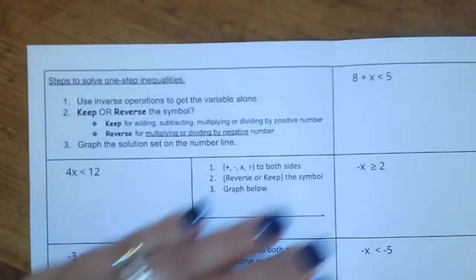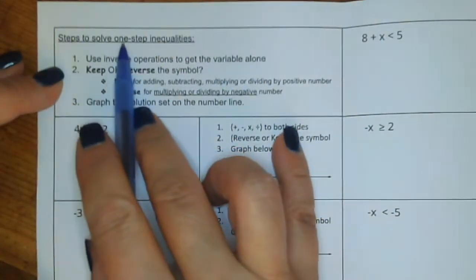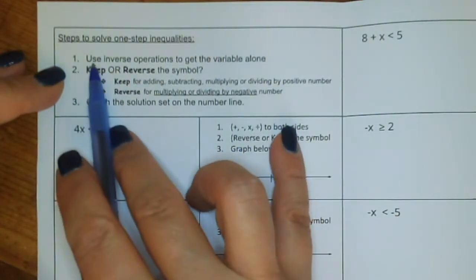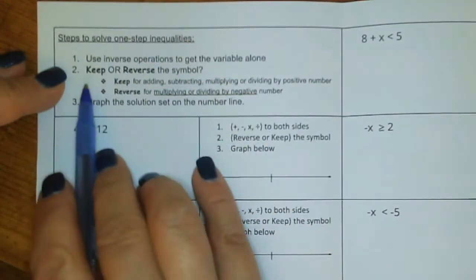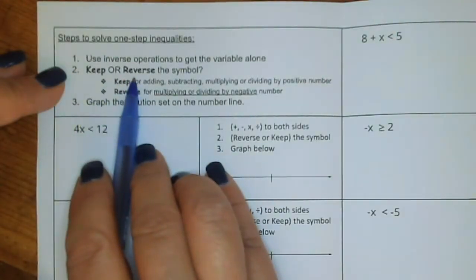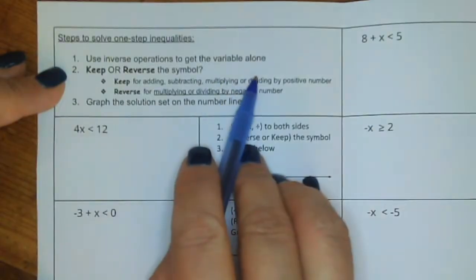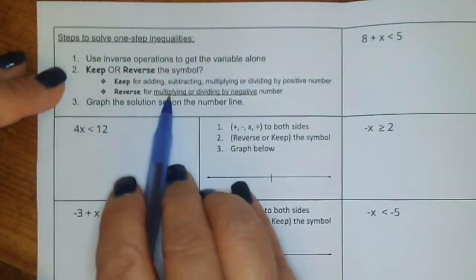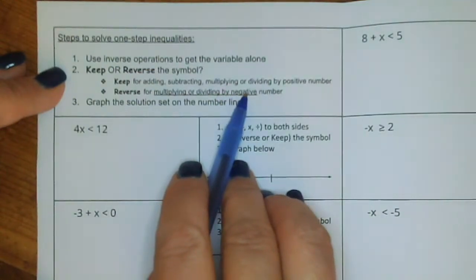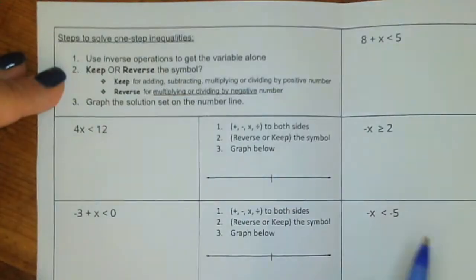So in order to solve one-step inequalities, it's important to remember the steps. Number one, use inverse operations to get rid of the numbers and have the variable alone. Keep or reverse the symbol. We keep for adding, subtracting, multiplying, and dividing by a positive number. And we reverse when we multiply and divide by a negative number. Then graph the solution set on the number line.